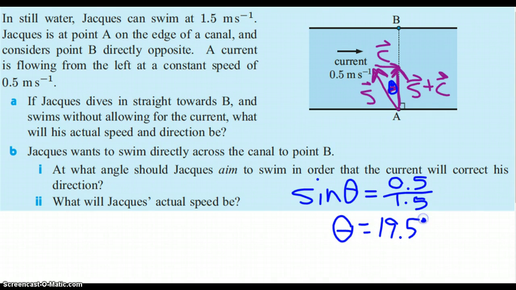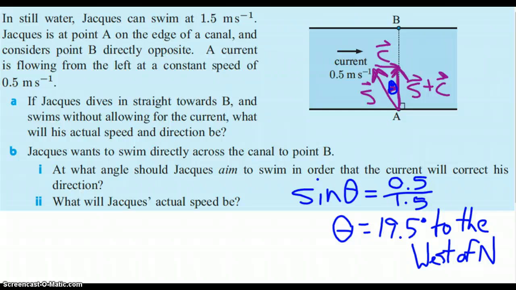Now notice that's 19.5 degrees to the left of straight across at B. Okay, so we could write that, and you can even use the directions, this would be to the west of north. Okay? So that's the direction we'd need to take. In all of these vector problems, in most of them you'll use some sort of trig, possibly the Pythagorean theorem, things like that.